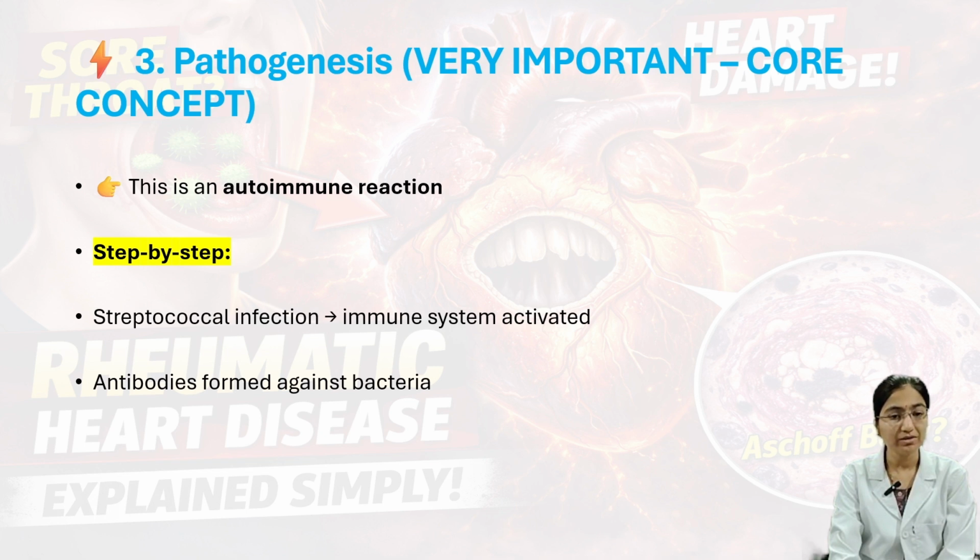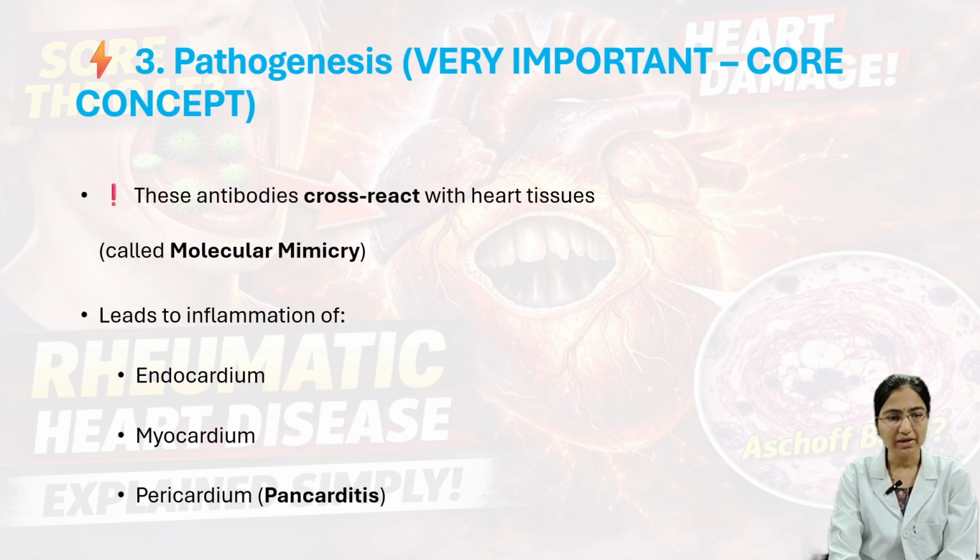And then the most important thing is pathogenesis. Here it's very important. This is an autoimmune reaction, and we'll see it step by step. Here, streptococcal infection activates the immune system, and then antibodies are formed against the bacteria. And then these antibodies cross-react with heart tissues. That cross-reaction is nothing but molecular mimicry. It is called molecular mimicry.